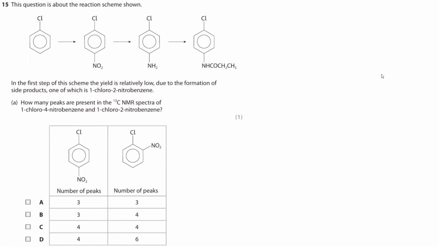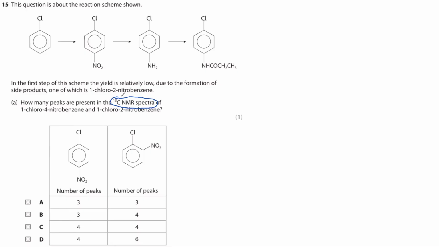In the first step of this scheme, the yield is relatively low due to the formation of side product 1, which is 1-chloro-2-nitrobenzene. Okay, they have given us both the structures. So they have given us the structure that we see, and they have given us the structure of this byproduct or side product. Now they are asking how many peaks are present in the C13 NMR spectra.